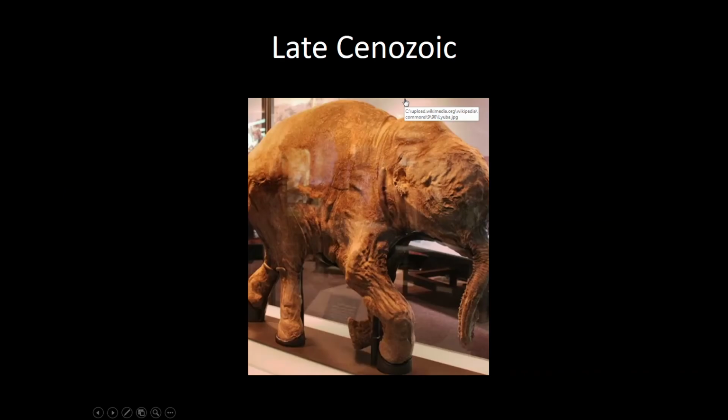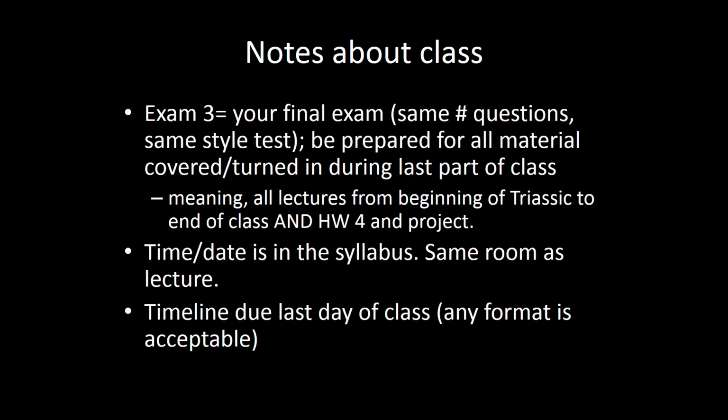All right, so this is the Late Cenozoic. Last class, we finished up with the major events in the early Cenozoic, which were primarily things like the Paleocene-Eocene thermal maximum and the evolution of whales and other things. So today we're going to be talking about the Late Cenozoic. All right, and we'll talk more about what this image is here in a minute.